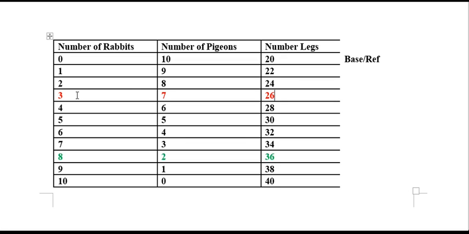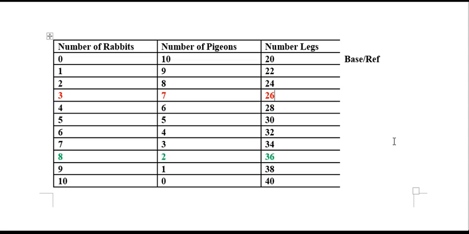Okay, and you can take another row. Let's see the green row. In this green row, you have 36 legs. Compared to the base row, you have 16 extra legs. Based on the pattern, each rabbit has 2 extra legs. Now you have 16 extra legs, so the number of rabbits must be 8. Same as the number we got here. So 8 rabbits and 2 pigeons. So that is the pattern we identified by using simple examples and smaller numbers.